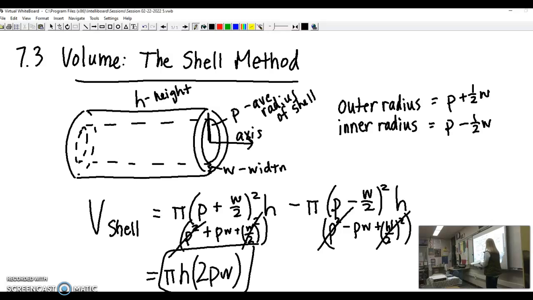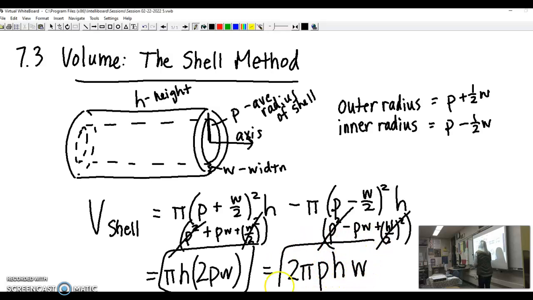I usually don't put it in that order. The order I usually put it in for an integral is the 2 pi first, and then p h w. So I usually write it in that order, and you'll see why here in a second. So I'll go to the next slide before I do this.